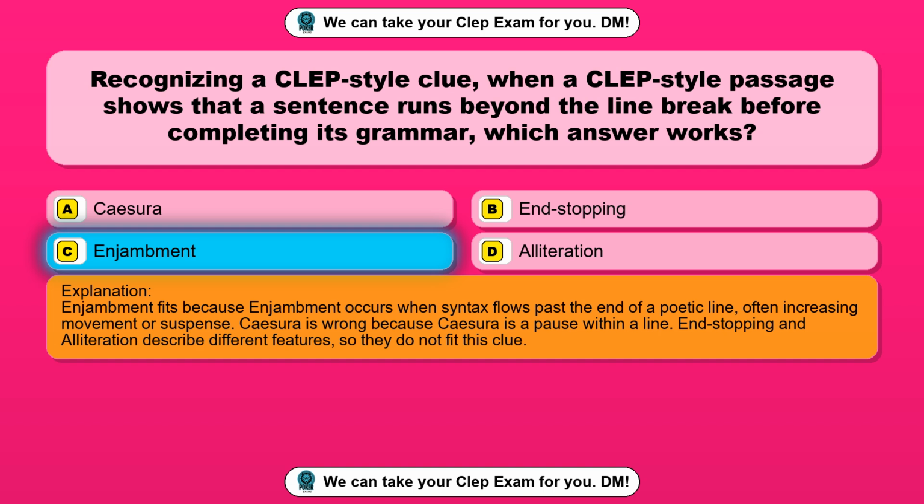Enjambment fits because enjambment occurs when syntax flows past the end of a poetic line, often increasing movement or suspense. Caesura is wrong because caesura is a pause within a line. End stopping and alliteration describe different features, so they do not fit this clue.